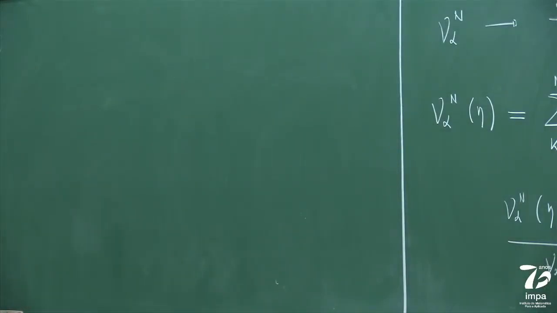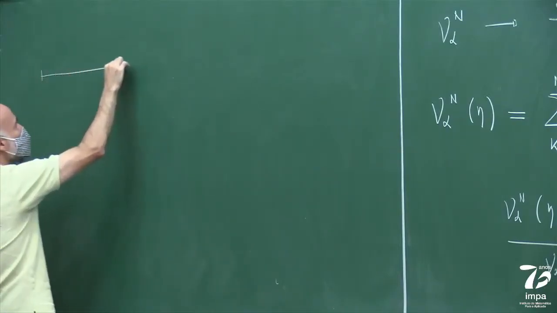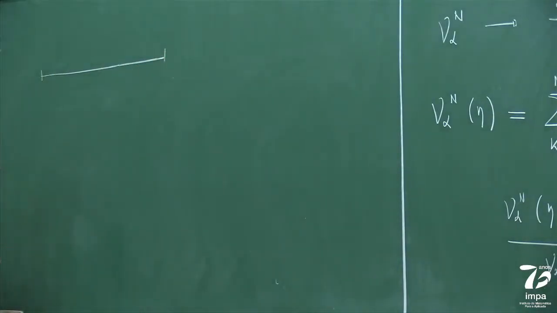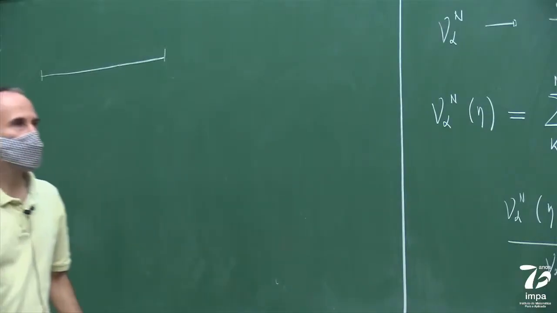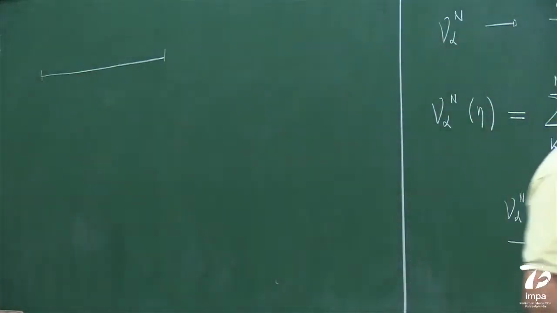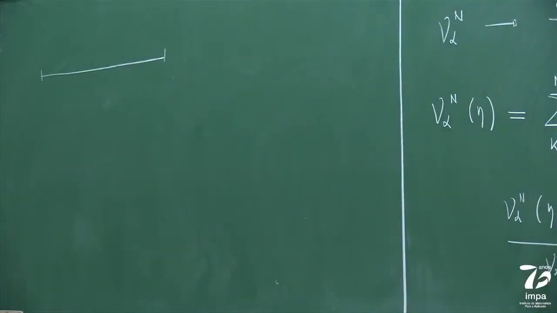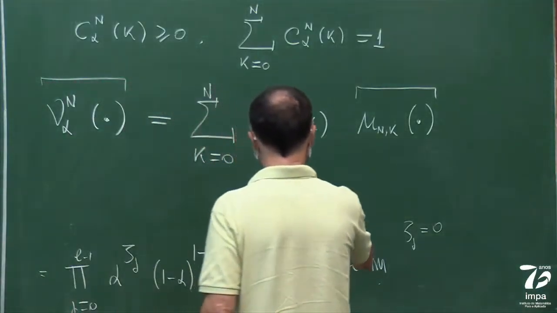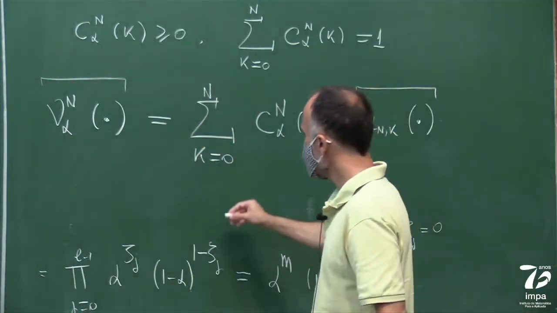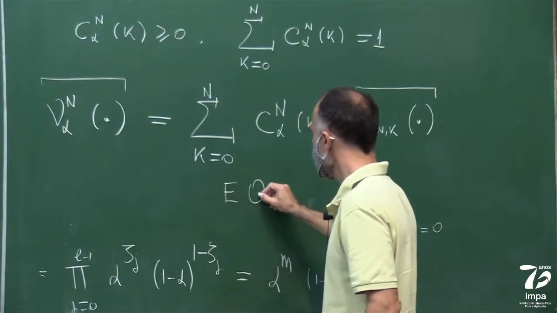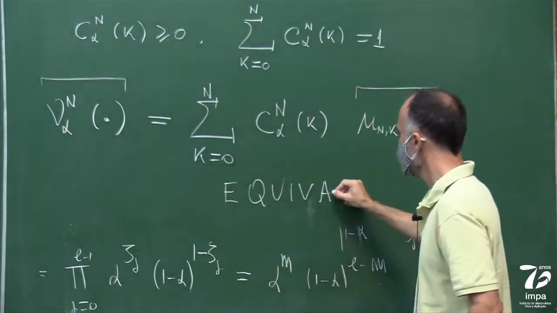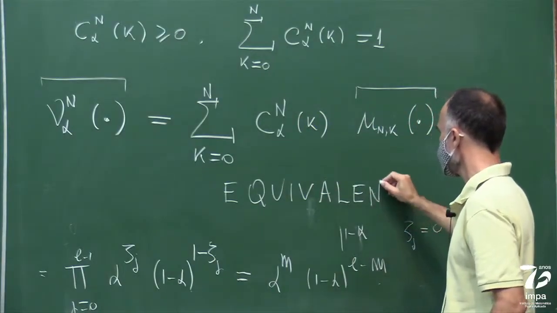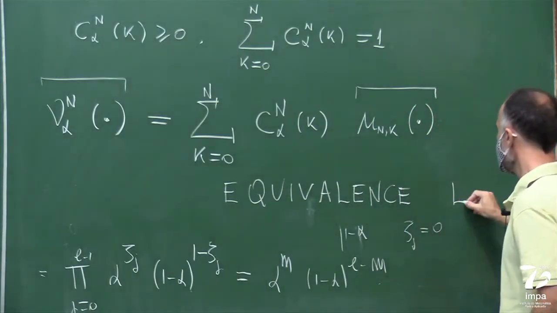Fine. So now we are reaching a situation in which, so as I said, this is called the equivalence of ensembles. So if you want to read more on that, in the appendix of my book, I talk about that.